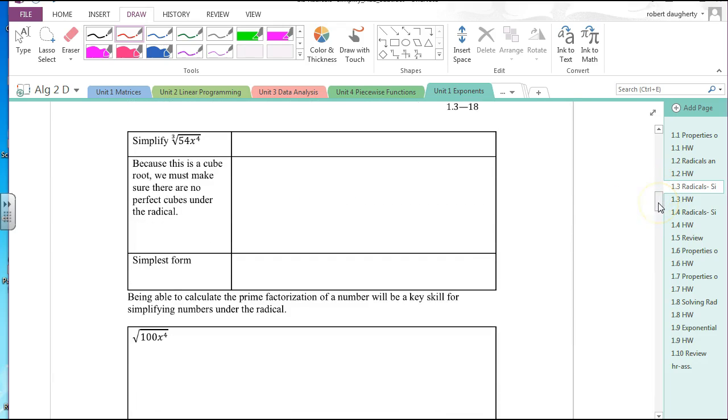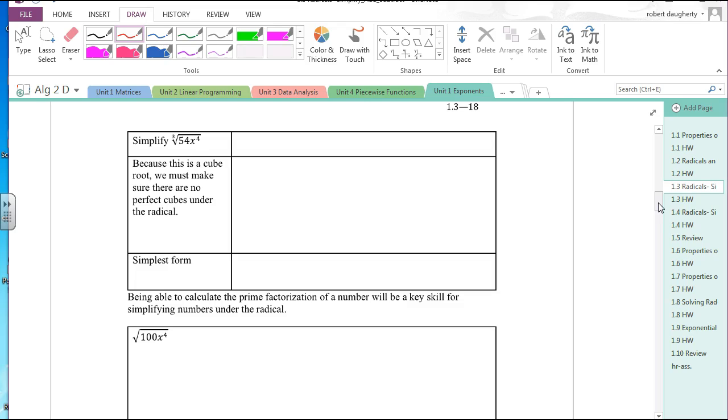Now let's look at this one. Cube root of 54x to the 4th. I'm taking the cube root. My goal is to organize everything under the radical in terms of perfect what? Not squares, cubes. I want perfect cubes under there. Okay, so the cube root of 25 is not going to help me here because that's not a perfect cube.